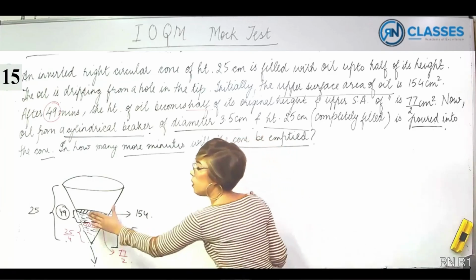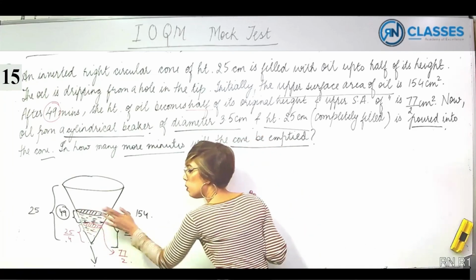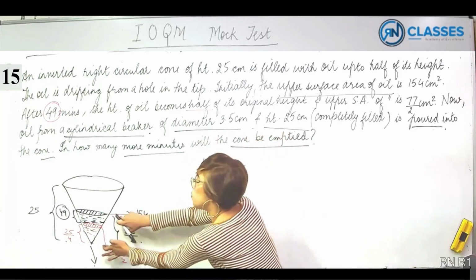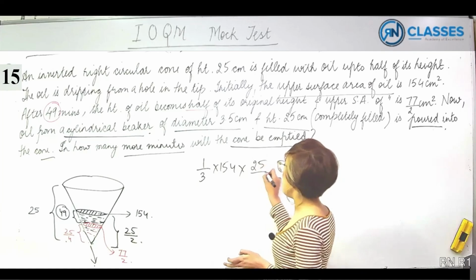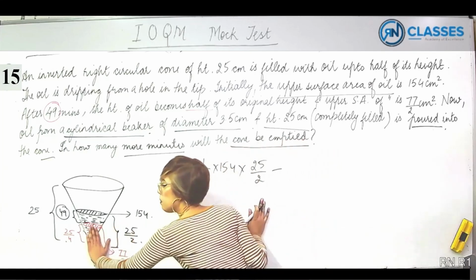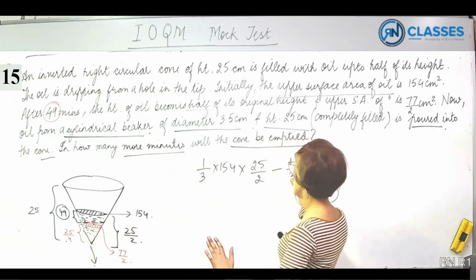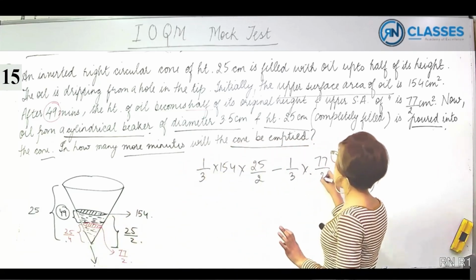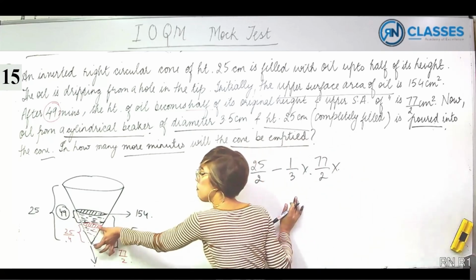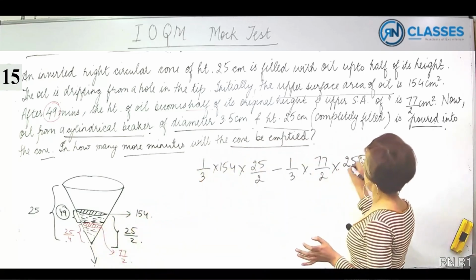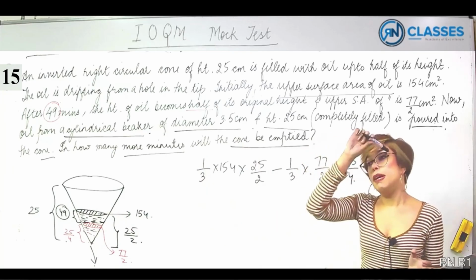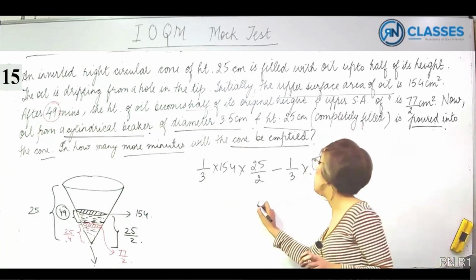So, I know that is 1 by 3 pi r square h. Now, pi r square, because this is the area of the circle which is given to you, that is 154, right? Into h, height is 25 by 2 minus the volume of the smaller cone, which is 1 by 3 into. Now, this area is already given, so 77 by 2 into the height, which is 25 by 4. Right? This much volume was dripped out, or it was let out in 49 minutes.